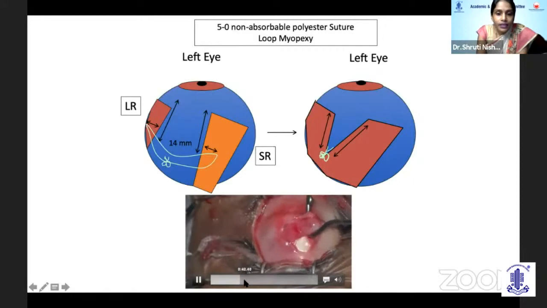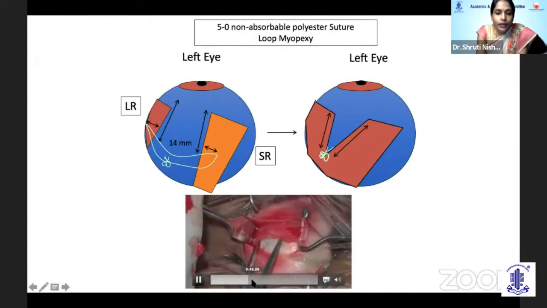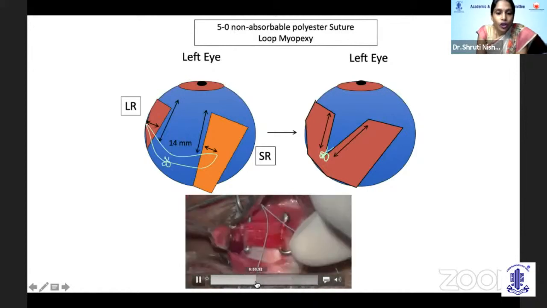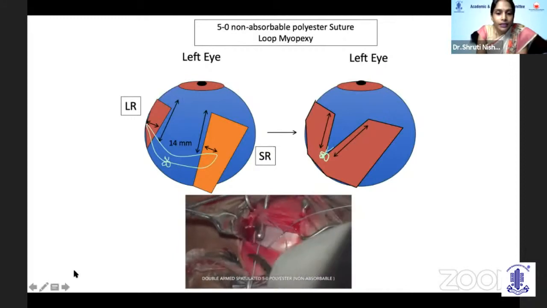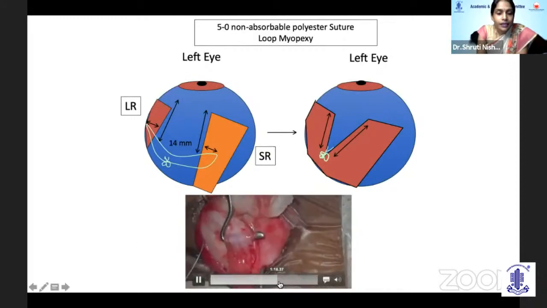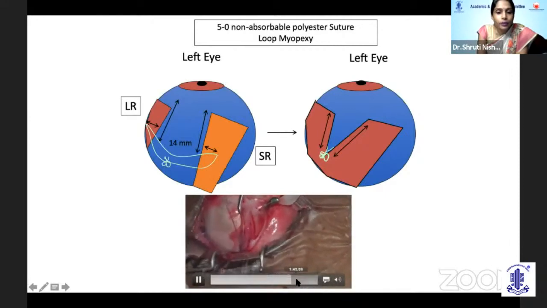You can see that once we isolate it, we take 7 plus 7, 14 mm, and you put the 5-0 non-absorbable suture there. One arm goes into one side, and then we take the superior rectus, and then we take the other arm of the needle there and bring both together.